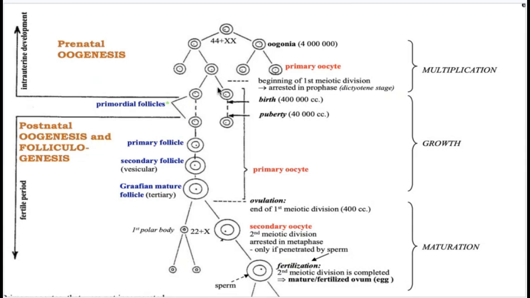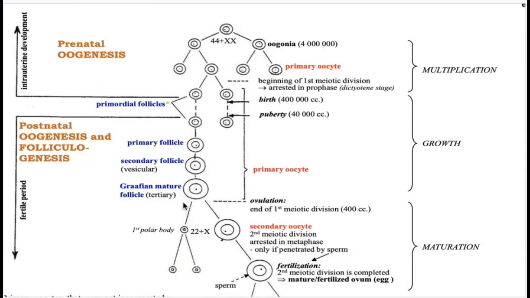Women are born with all the follicles, or all the eggs, that they're ever going to have, and these are in primordial follicles. So this is what newborn baby girls have, and it stops there. Once girls enter puberty, the fertile period, these primordial follicles are going to grow into a primary follicle, secondary follicle, Graafian follicle, and then ovulation is going to occur.